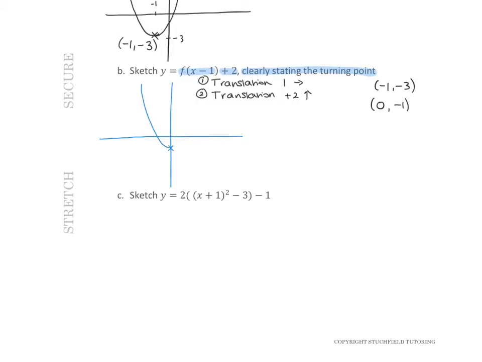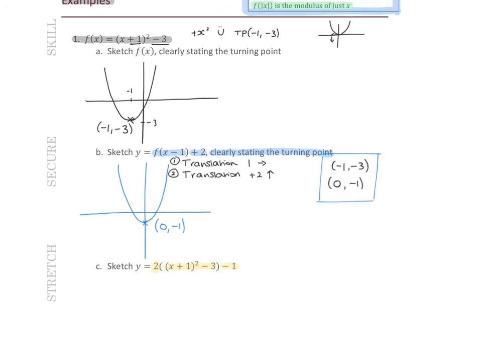And using those coordinates helps us to sketch these transformations. So that is our new turning point of 0, minus 1. And I would always advocate using the coordinates, because it's often easier to translate the coordinates than it is the whole function. Okay, part C says sketch y equals 2, all of that, minus 1. Now this is a slightly different way of asking the question. What we just need to check is what our original function was, and we're just going to check that that is exactly what is in here.